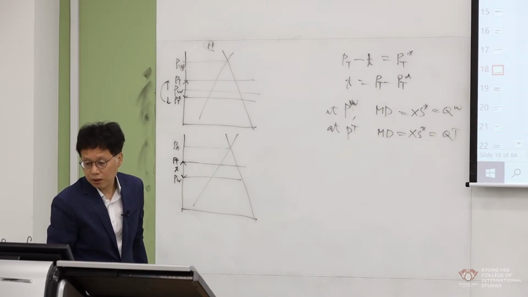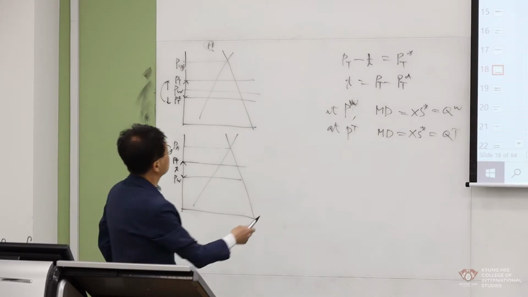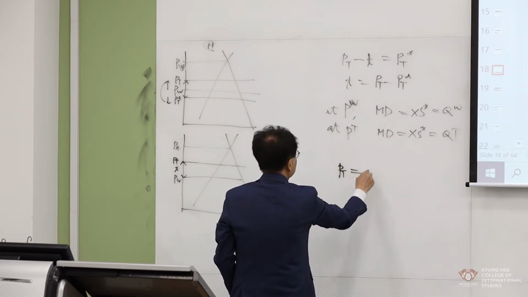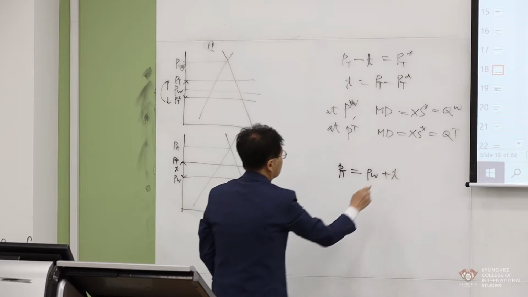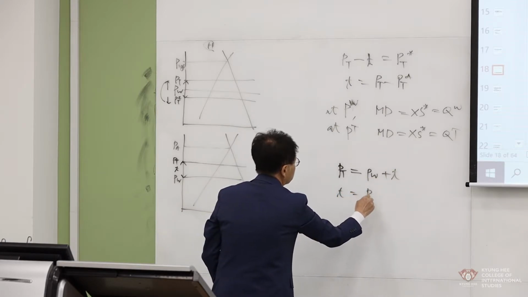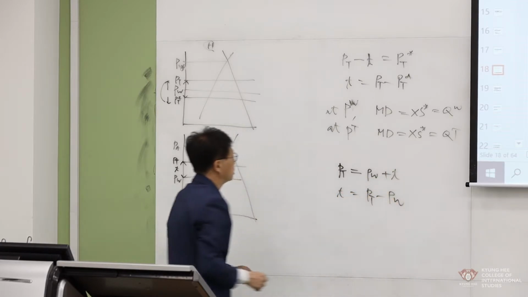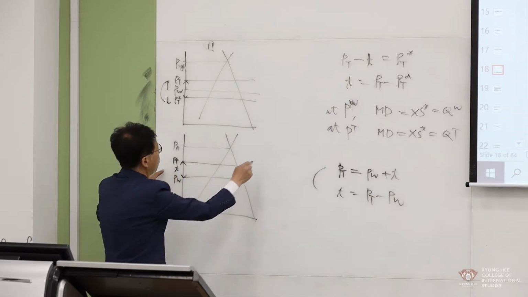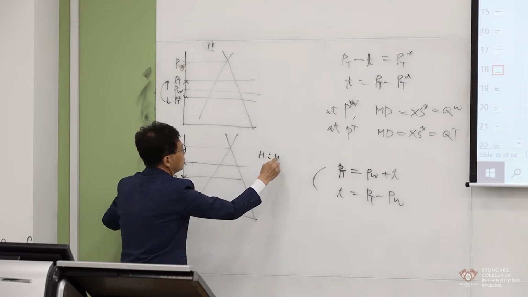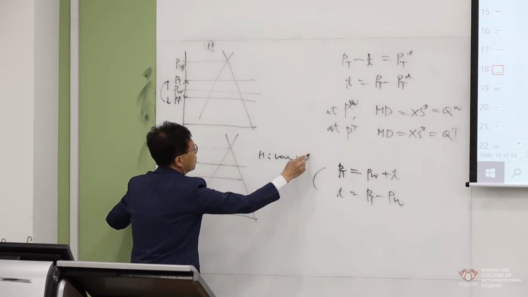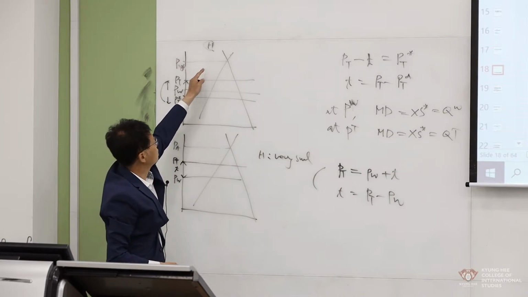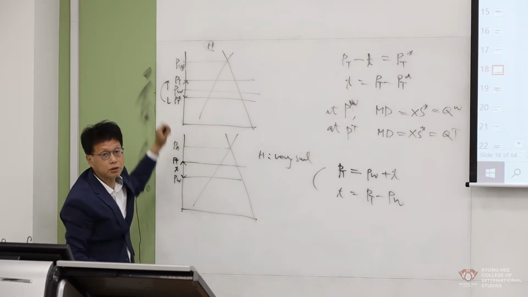So mathematically, PT is equal to PW plus T, or the tariff is just equal to PT minus PW, when the home country is a small country. When the home country is a large country, this kind of thing happens.